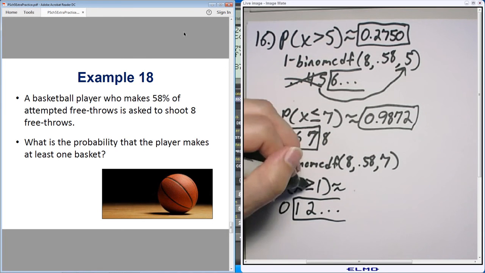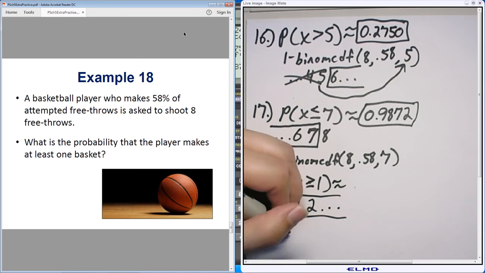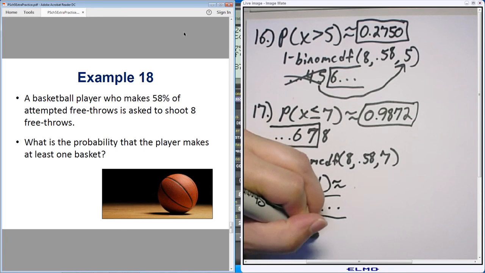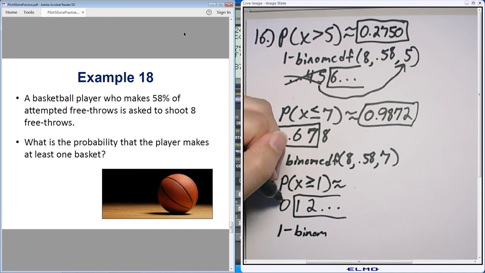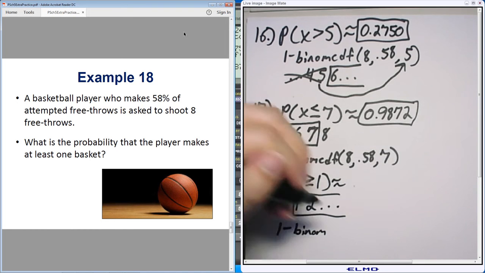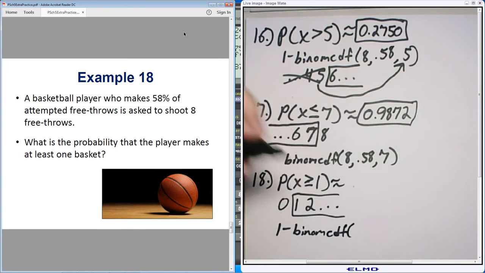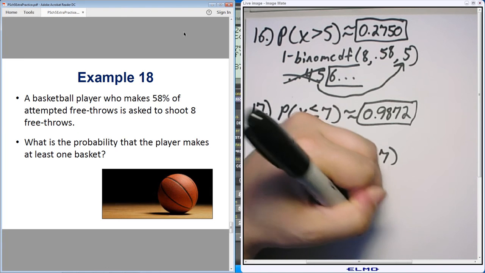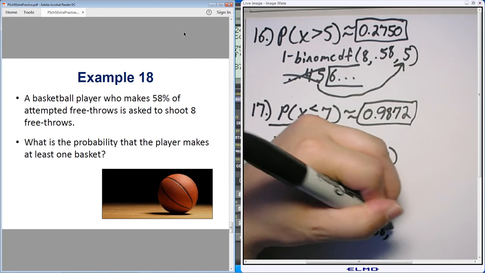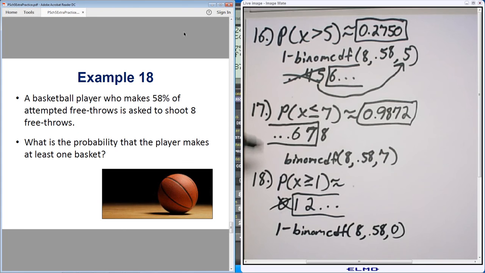Okay, the calculator won't count up, so I have to work around it. 1 minus binom. We'd neither do PDF or CDF for this one, since the only one that we're leaving out is 0. But I'll do binom CDF to stay consistent. 8, .58 and 0, because that's the one I don't want.